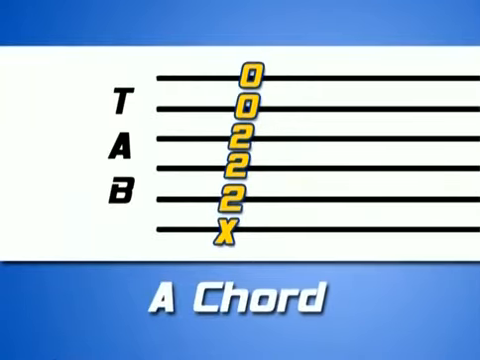Now for the A chord, you see that there's an X on the 6th string, and then a 0 on the A string, and then 2 is on the 4th string, the 3rd string, and the 2nd string, and then a 0 is on the 1st string because that note is played open.